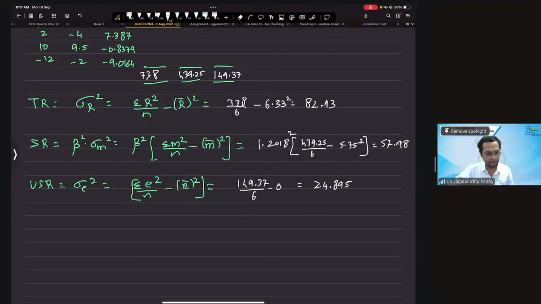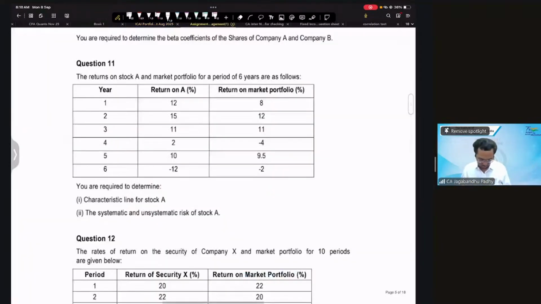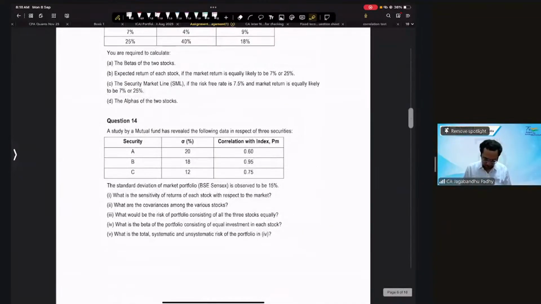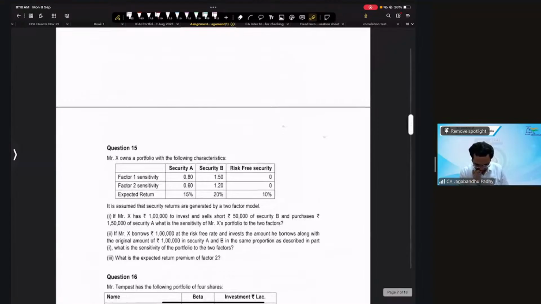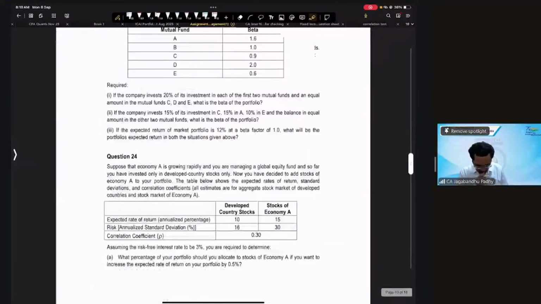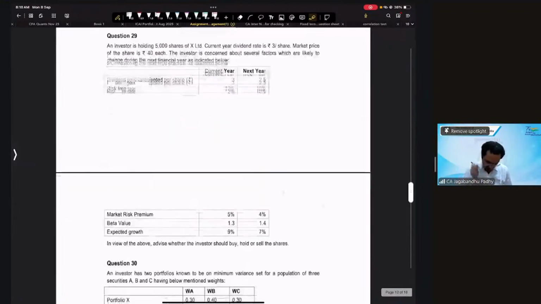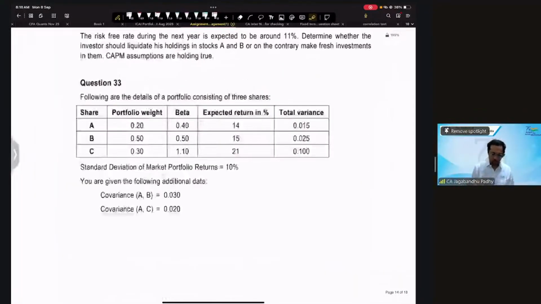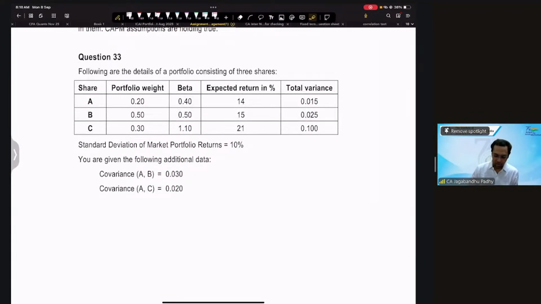Now, let us take up another question. Question number 12 can be done on a similar line. Then let's take a really good question with regards to this. Yeah, this one, question 33. Let's try out this question 33 now.